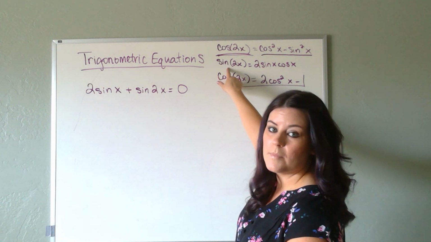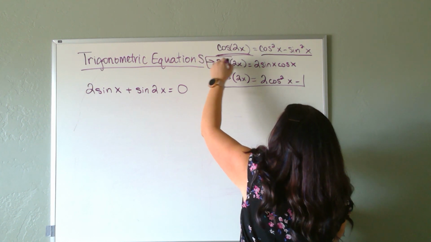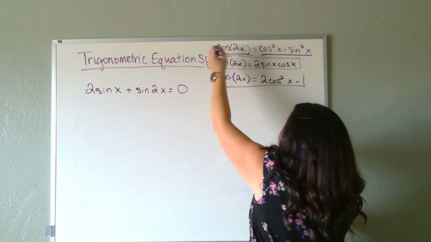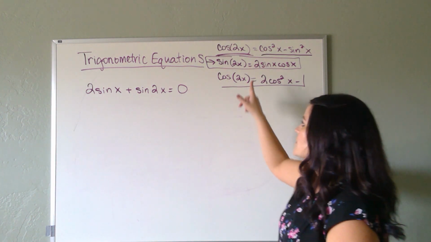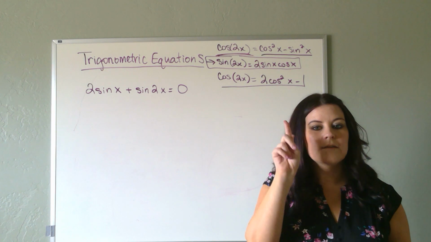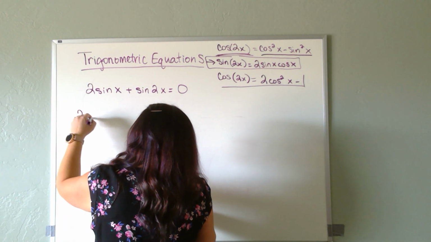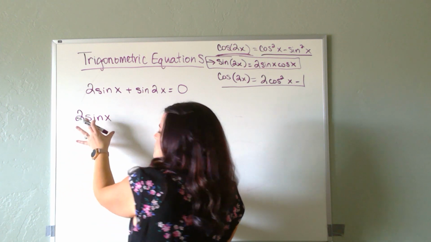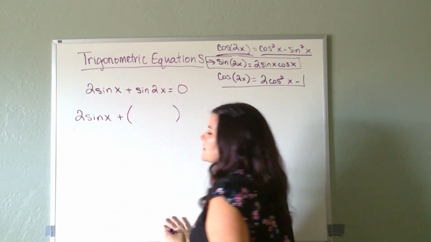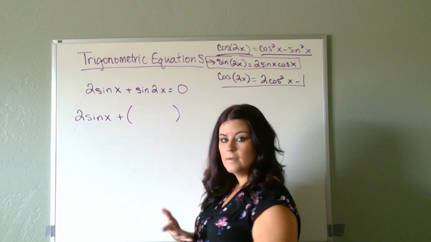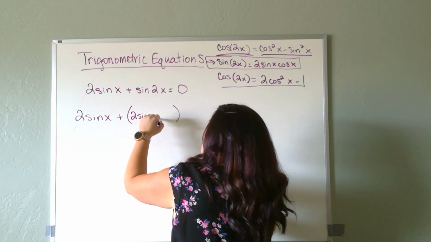I only have one possible identity to use for the sine of 2x. It's not as versatile as the cosine of 2x, where I can kind of pick and choose depending on what my problem looks like. For the sine of 2x, there's only one thing that equals. I'm going to use that. So I already have this 2 sine x here, plus, instead of writing sine 2x, what am I going to write? I'm going to write 2 sine x cosine x.